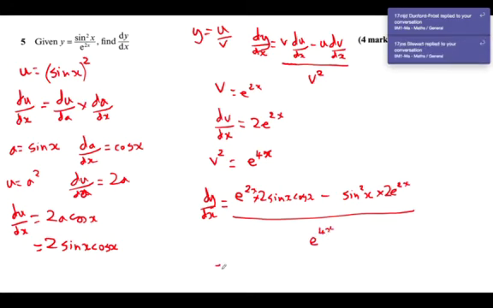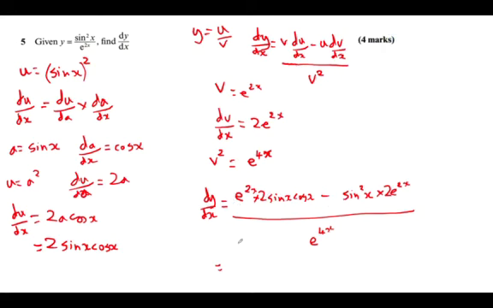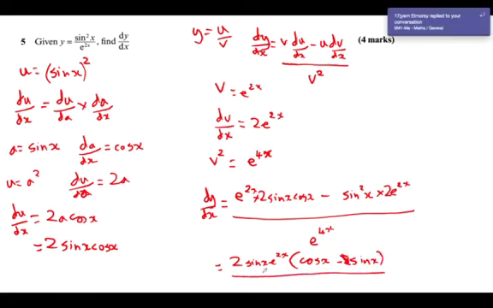Alright, simplifying that down, I'll take a factor of 2 sin x e to the 2x out. I've got e to the 2x, I've got a 2, I've got a sine in each one. That will be cos x here, minus sin x, over e to the 4x. And then I can even simplify further by taking e to the 2x out and having this e to the 2x here.